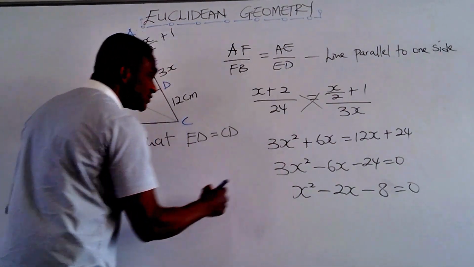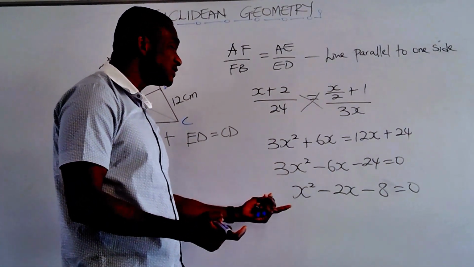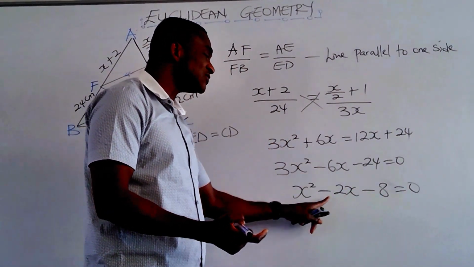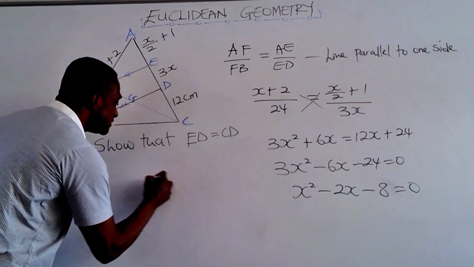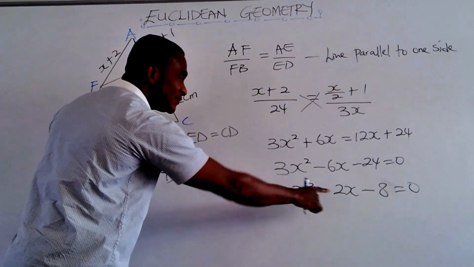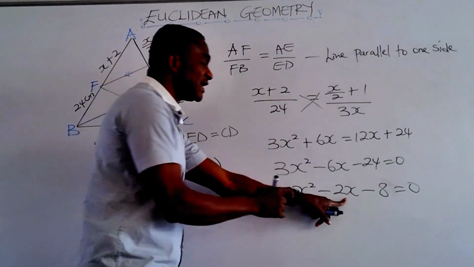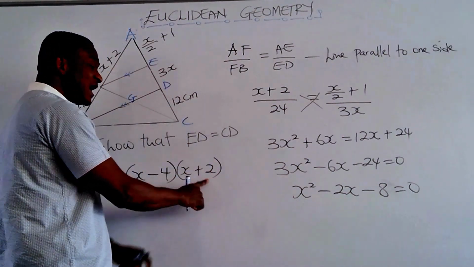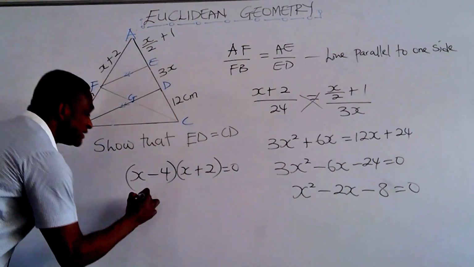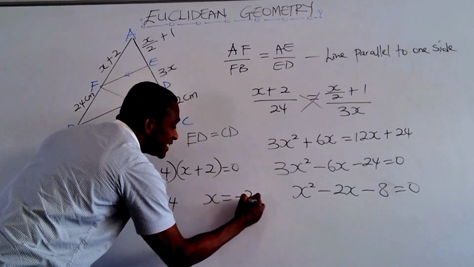This is factorization. We are looking at two numbers that multiply to give us the last number and add to give us the middle one. So let's look at negative 4 and positive 2. Negative 4 plus 2 will give us negative 2. Negative 4 times 2 will give us negative 8. So these are the factors. x will be equal to 4 or x will be equal to negative 2.